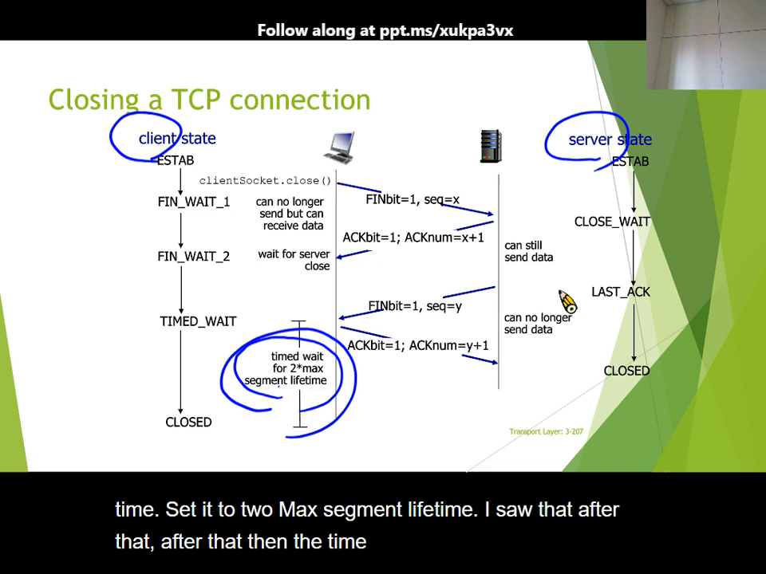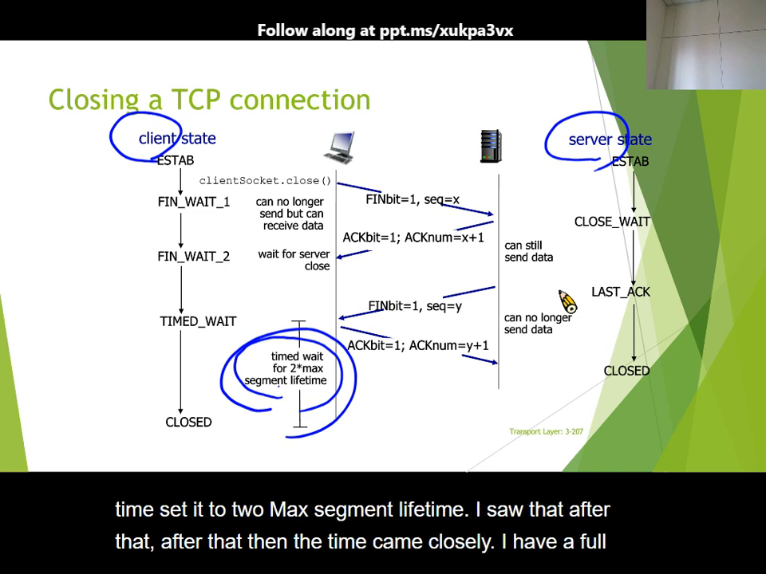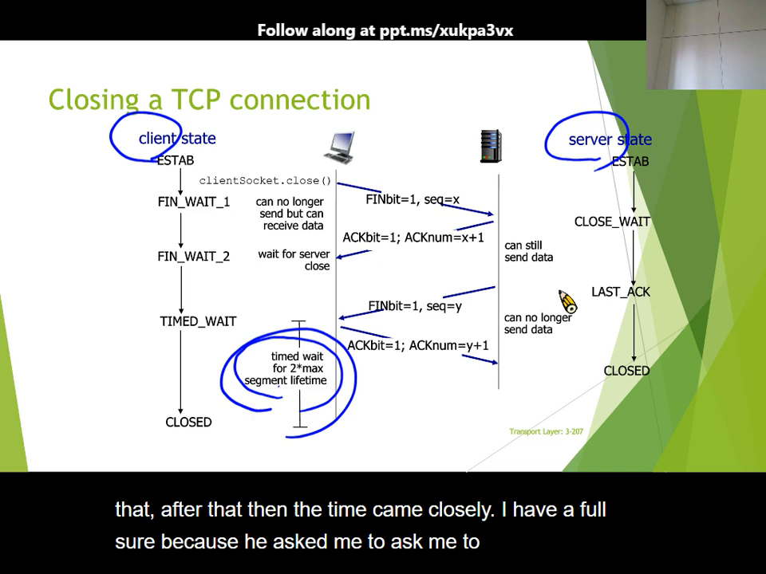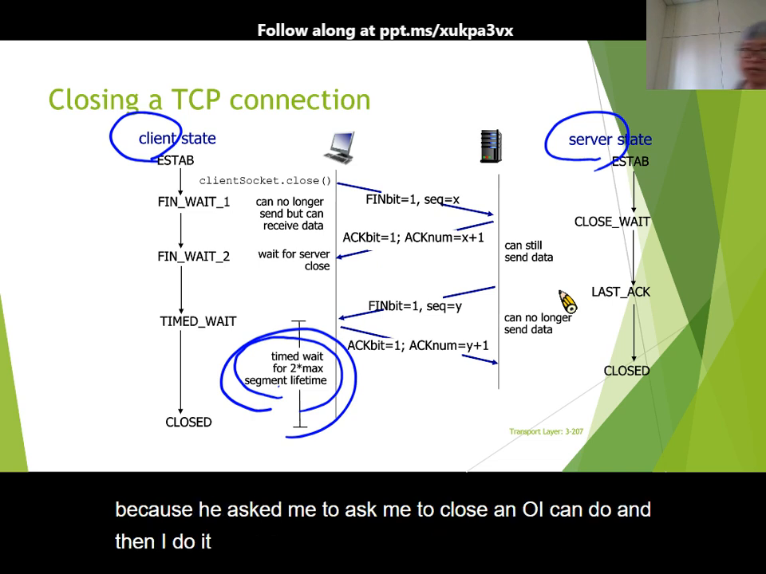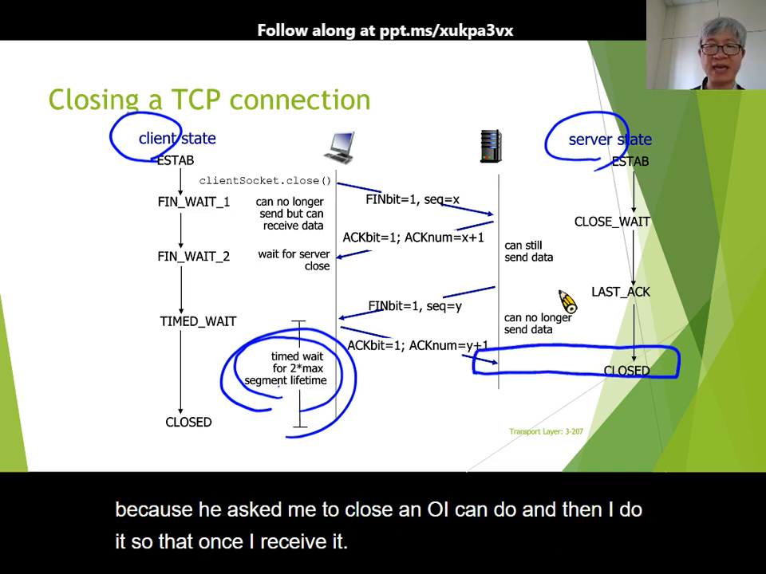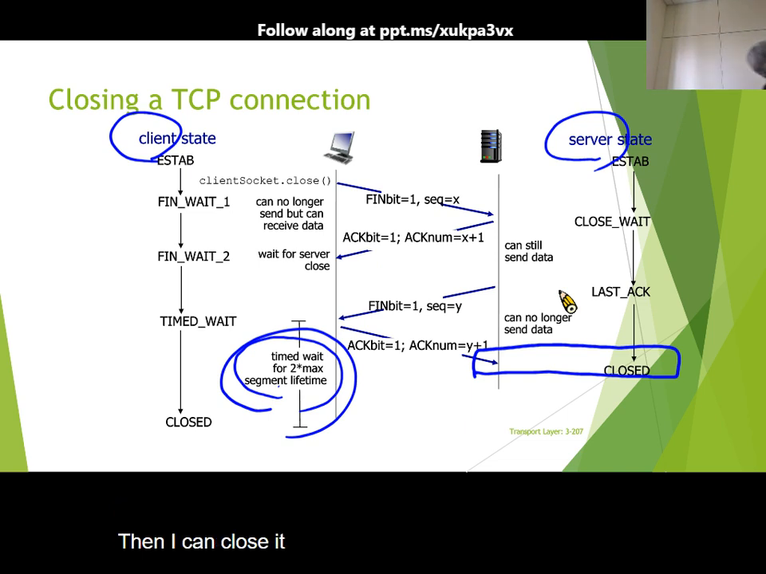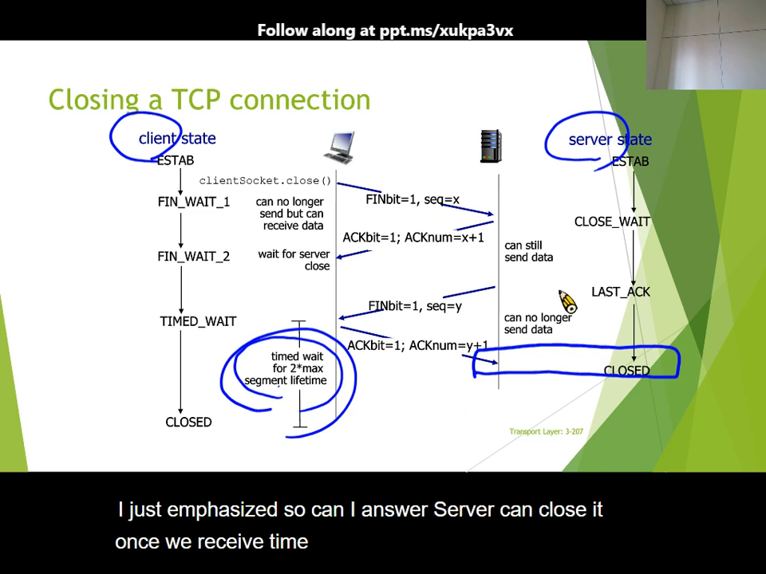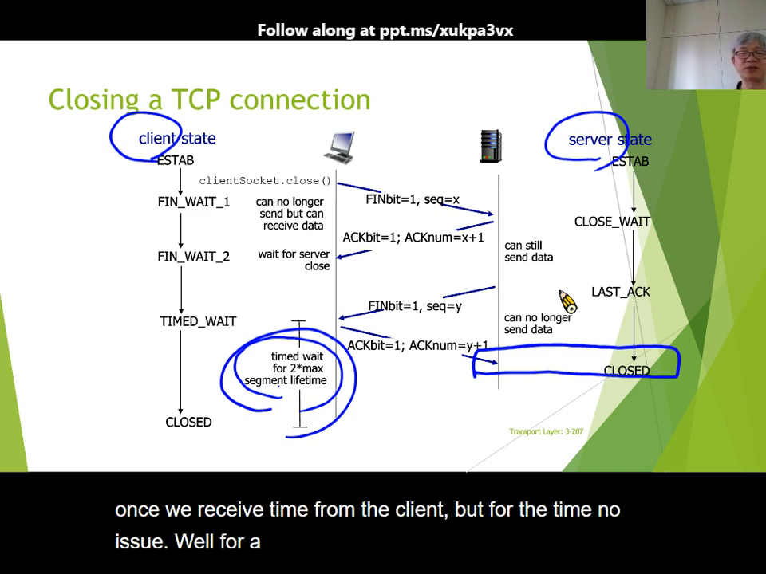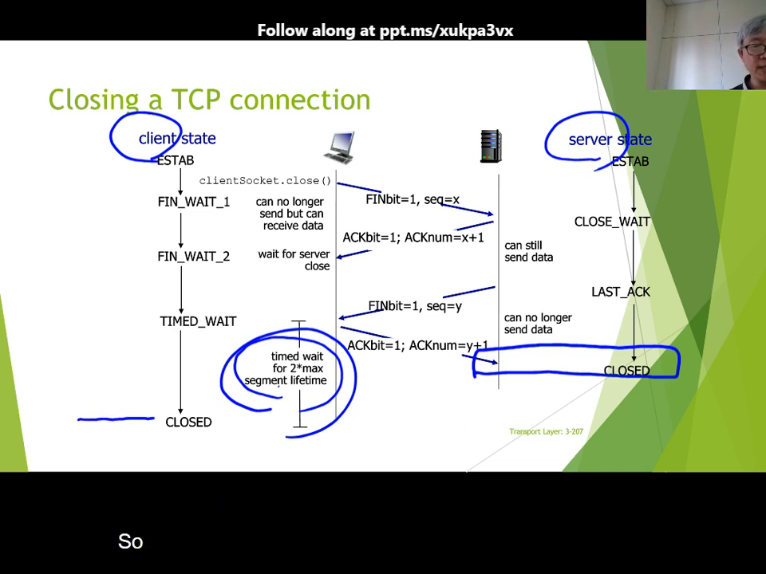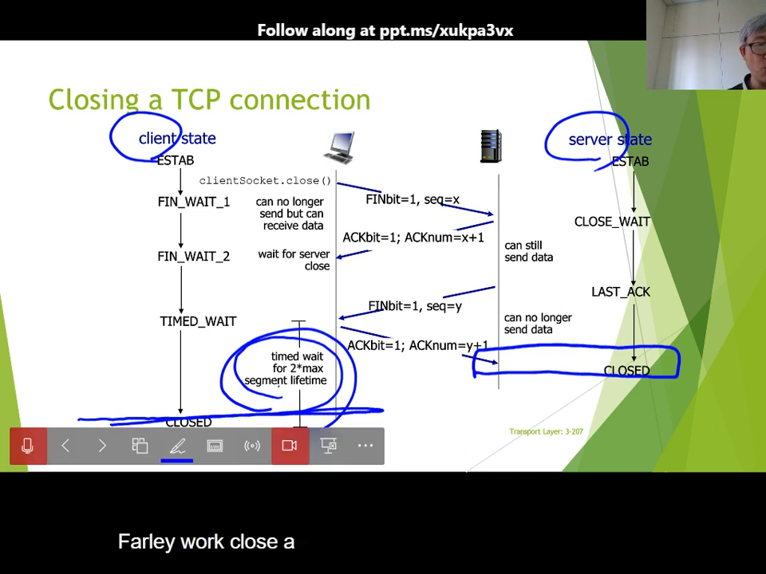However, for the server, it's sure because it asked me to close it. All I can do is do it, so once I receive it, I can close it immediately. I just emphasize for client and server: the server can close it once we receive the ACK from the client. But for the client, no. It should wait for a random time and finally close it. So that's why finally we will close a bit later, because we need to wait the extra time.